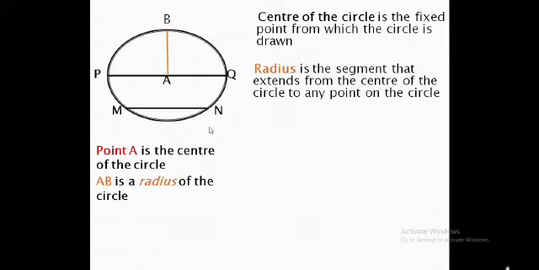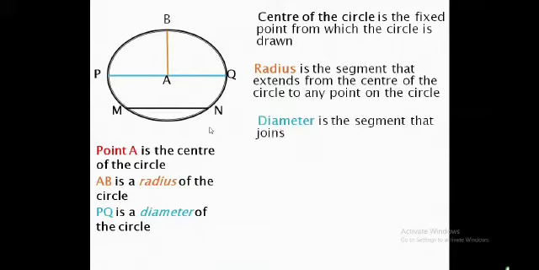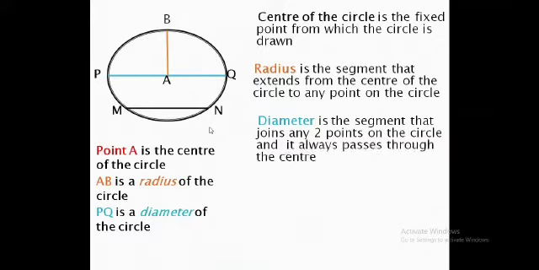Next, there is a blue line, PAQ. Now PAQ is called a diameter. It passes through the center of the circle. You can draw this diameter anywhere, provided it passes through the center of the circle and it is in a straight line. What is a diameter? Diameter is a segment that joins any two points of the circle and passes through the center of the circle.